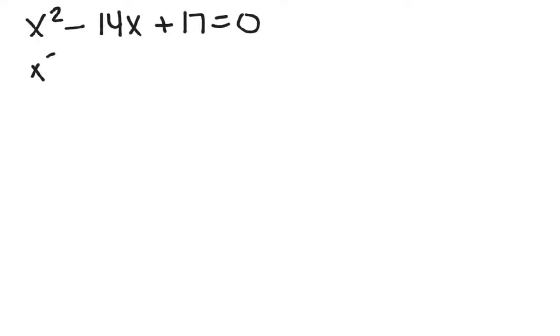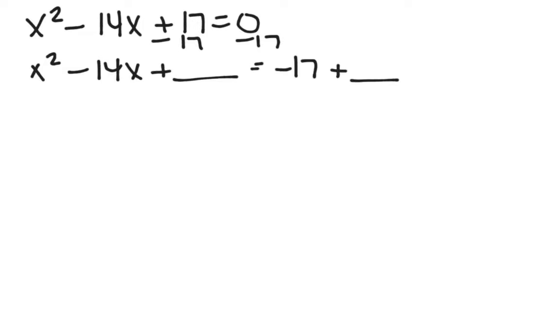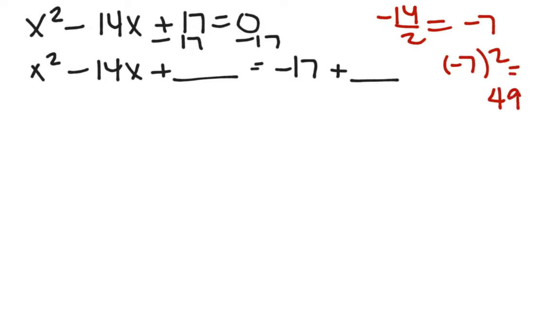One last example. Let's go with x squared minus 14x plus 17 equal to 0. Again, not a perfect square. I'm going to subtract my 17, and that gives me x squared minus 14x, put in my plus blank, equals negative 17 plus a blank. Take the negative 14, divide by 2, that's negative 7. Square my negative 7, again remembering parentheses when I put that in the calculator if I don't know it. That gives me positive 49 to add to each side.